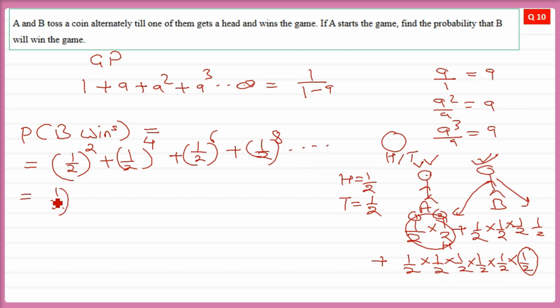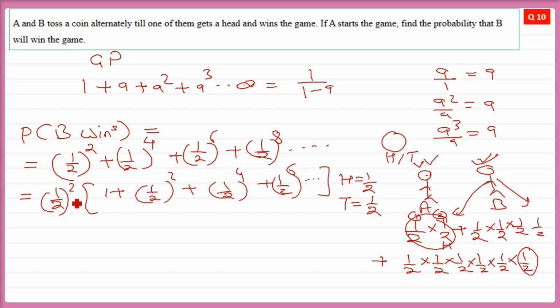So you can take this 1/2 whole square, which is going to be 1/4, outside as common. The inside will be a geometric progression: 1, half square, half raised 4, half raised 6. So in this inside content, when you divide them, you see this a is representing 1 by 4 here, which initiated the GP. So it's representing a only.